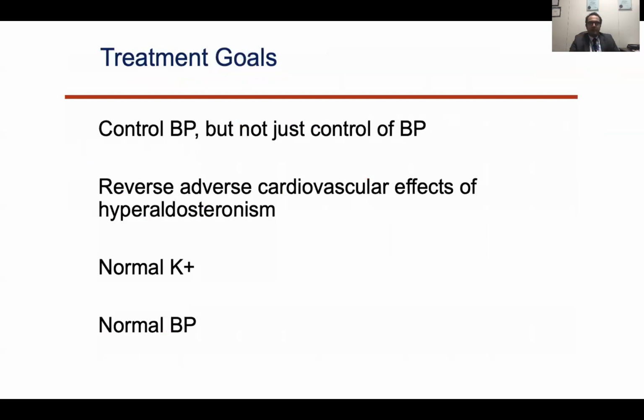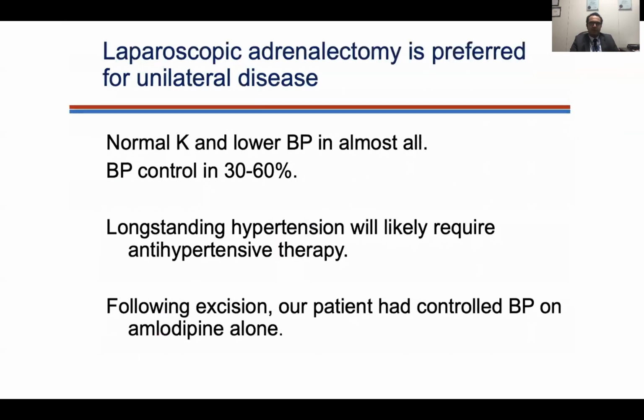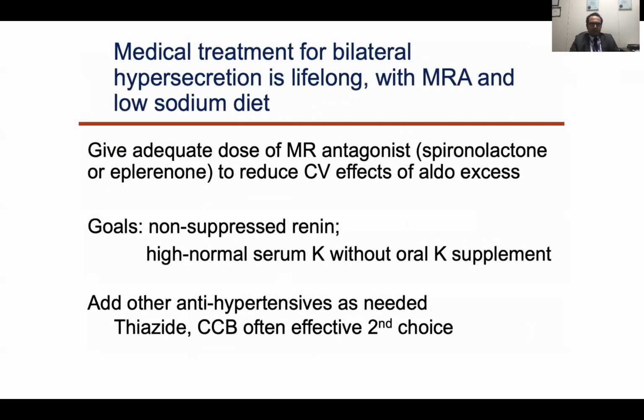You reverse the cardiovascular effects of hyperaldosteronism. You normalize the potassium and normalize the blood pressure. BP control is in around 30 to 60% of patients. If the patient is on 4 drugs, that may become controlled on 2 drugs. Long-standing hypertension will require antihypertensive therapy. Following excision, our patient had controlled BP on amlodipine only.